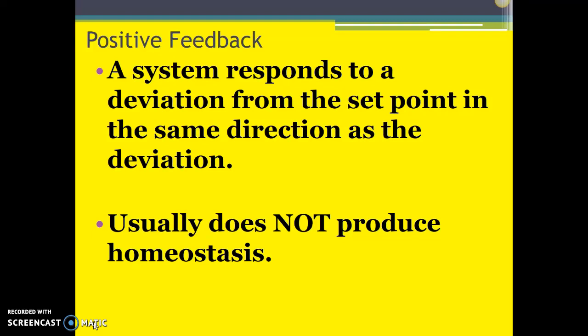A positive feedback is something getting further away from set point. A system responds to the deviation from set point in the same direction as that deviation, basically getting further from set point. Usually doesn't produce homeostasis. But if you're having a baby and you're dilating, you get a positive feedback which says, okay, let's dilate more. Let's produce some more hormones, make her dilate more until we can get that baby's head through that cervix and get it out there so you have a baby coming out instead of going C-section.